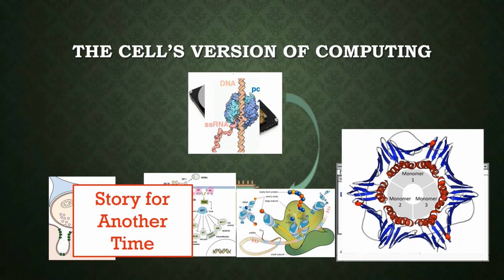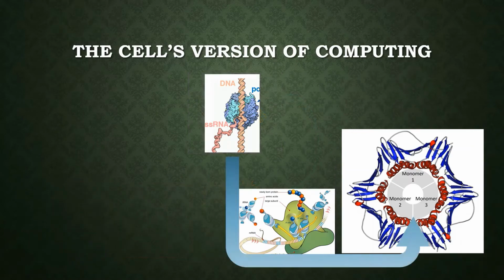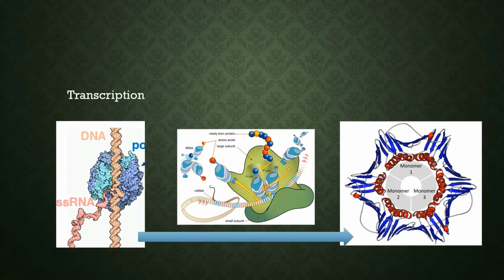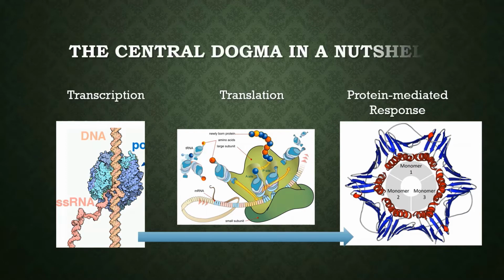How a cell receives and transmits these signals is a story for another video. Instead, our purpose is focused on the second half of this process. The way a cell uses genes to create a functioning protein that then outputs a response is known as the central dogma of molecular biology.